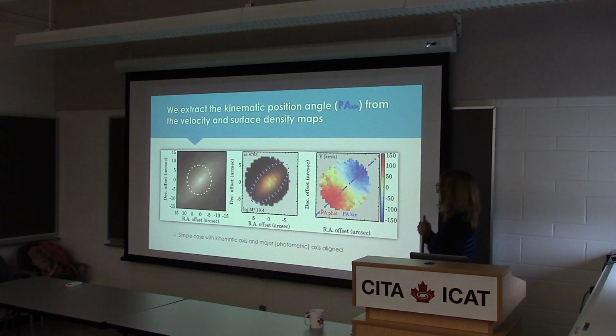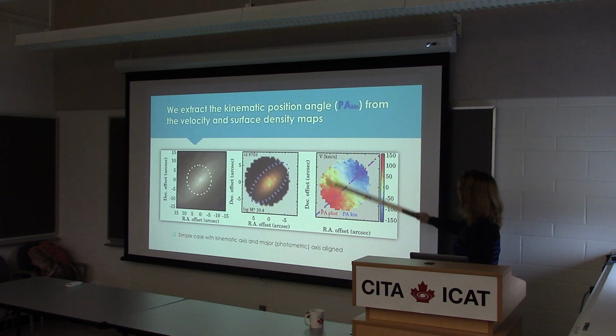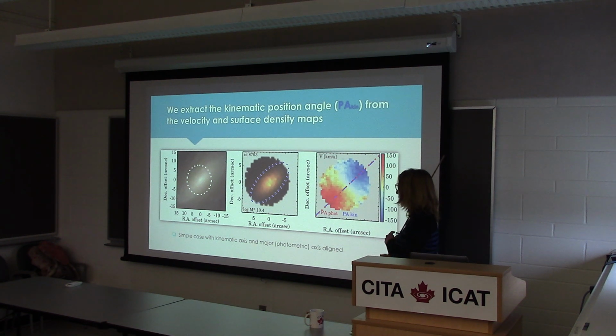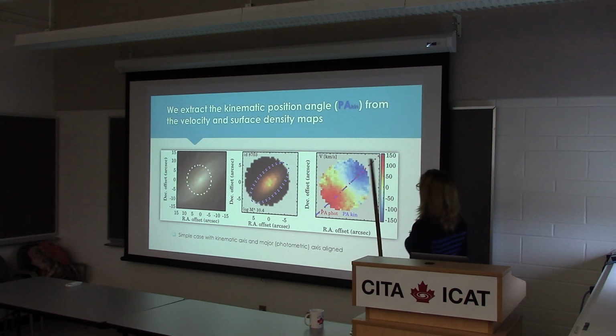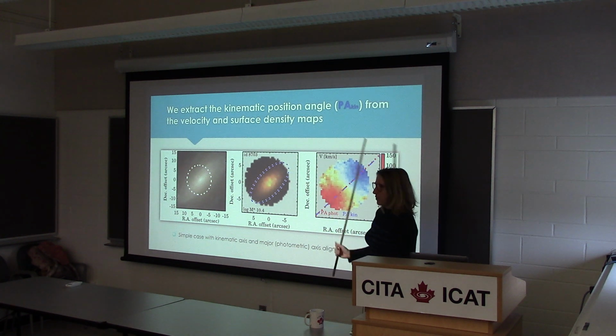So what we do is that for each galaxy, we have maps for the line of sight velocity and for the dispersion. We also have the surface density maps, of course. And we extract the kinematic position angle from all the velocity maps. Here's a simple case where, as you can see, the kinematic axis, the axis extracted from speeds, is very well aligned with the photometric axis, which is basically the shape, the major axis. That's from surface density alone.